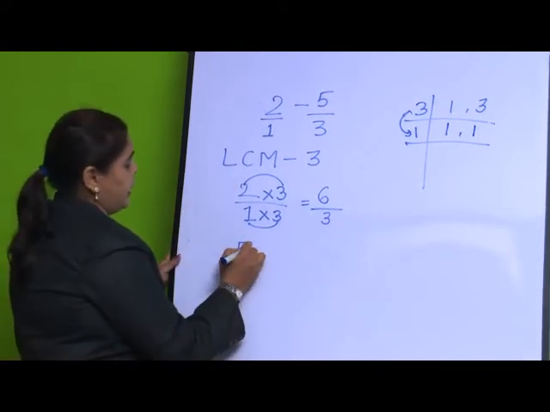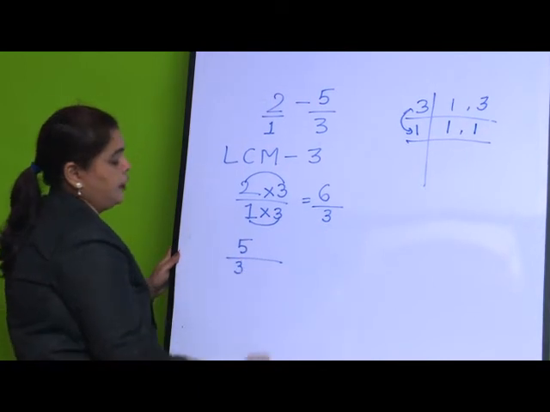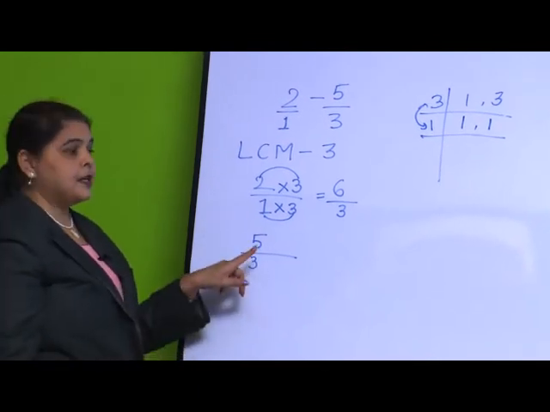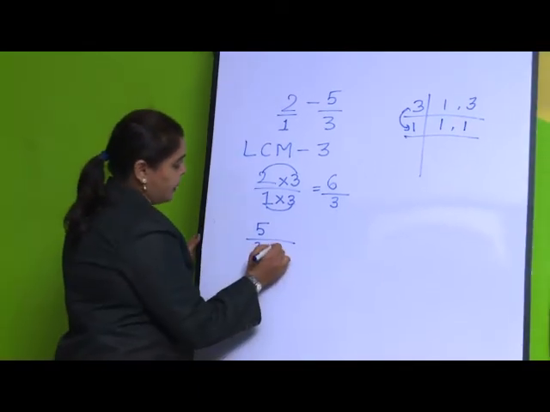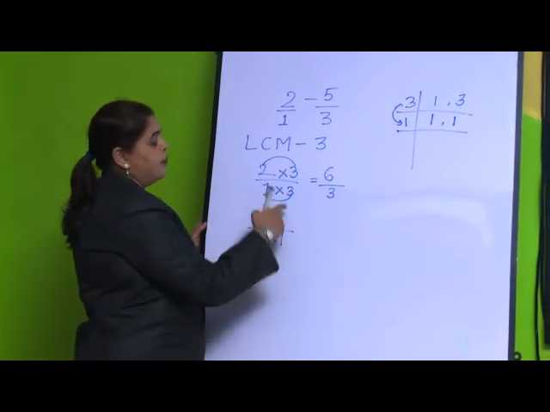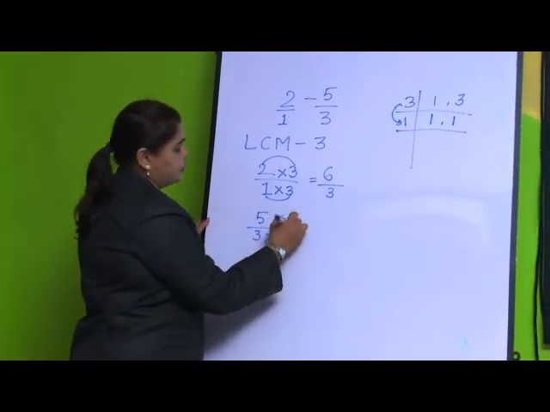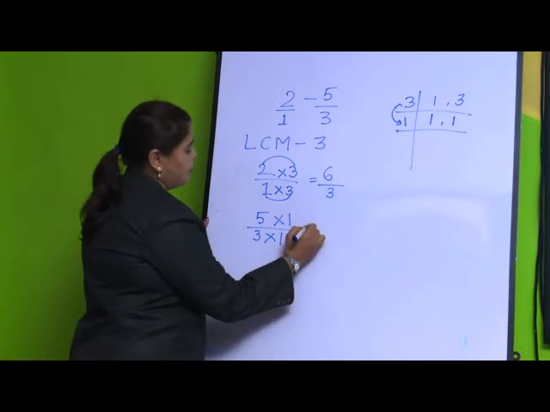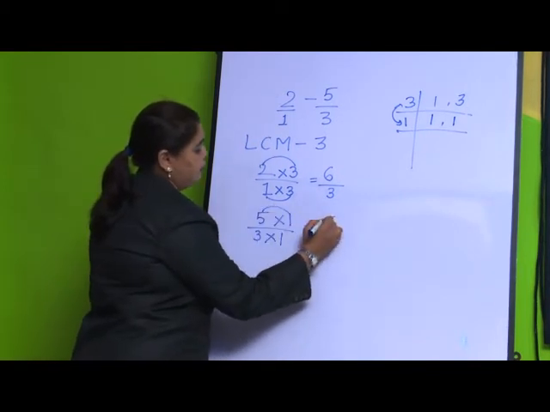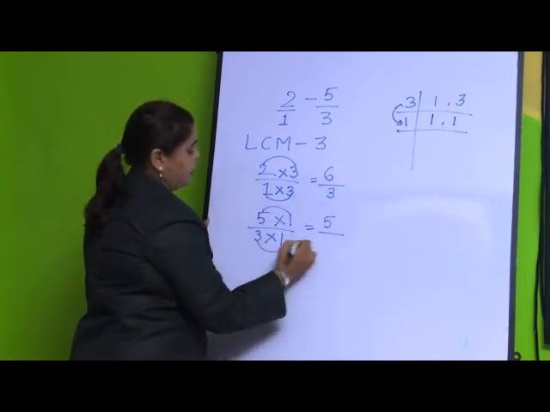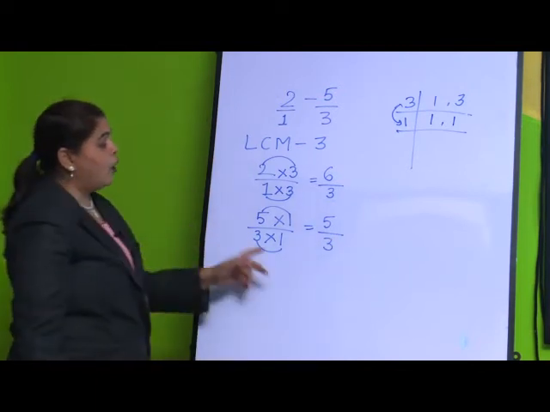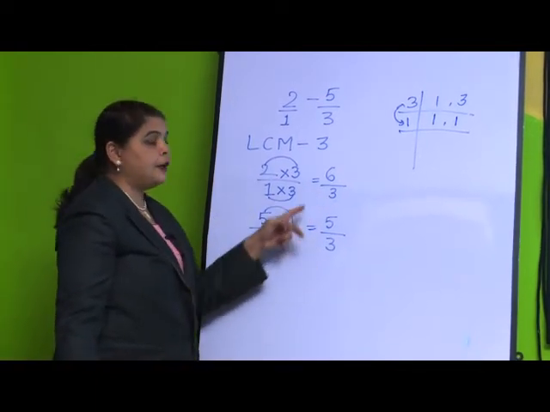Another fraction we are having is 5 upon 3. We have to make it a 3 again. So, we multiply it by 1. The same number we have to multiply in the numerator. So, it will be 1. So, what will be here? 5 ones are 5 and here 3 ones are 3. Now, we are having both the denominators the same.